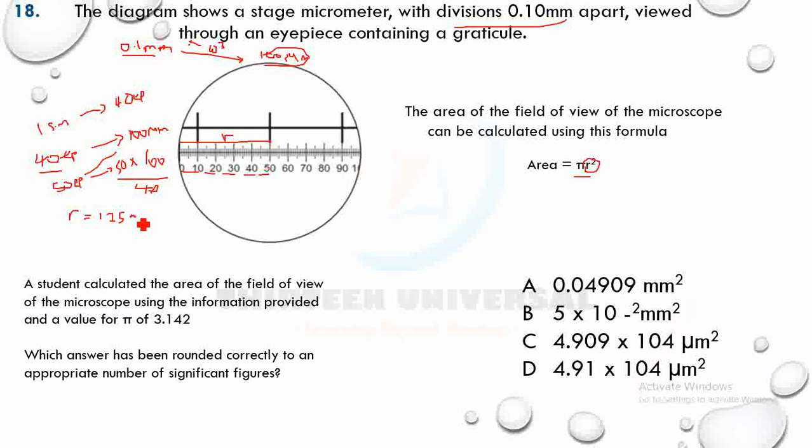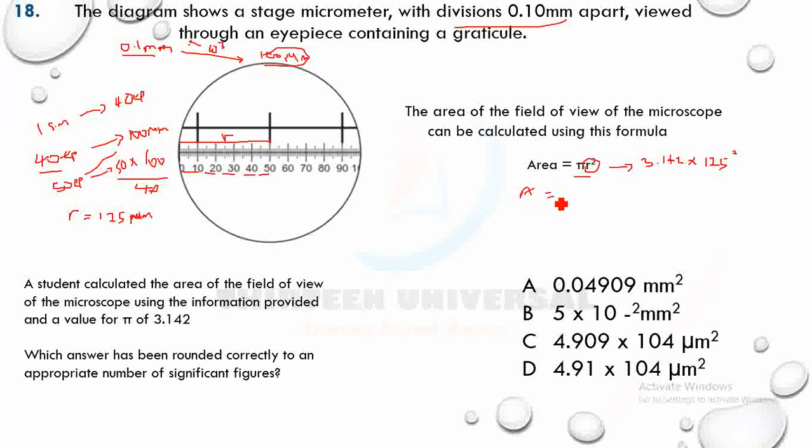Now our area, remember this is in micrometers. Our area is pi, which is 3.142, times radius squared, 125 squared. So get your calculator and punch it. What will our area be equal to?